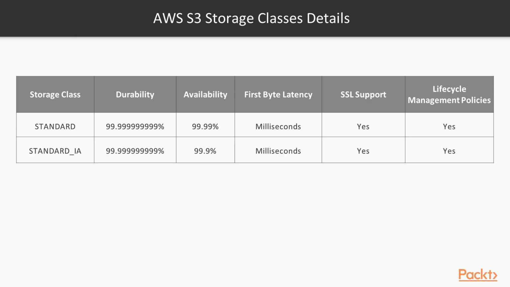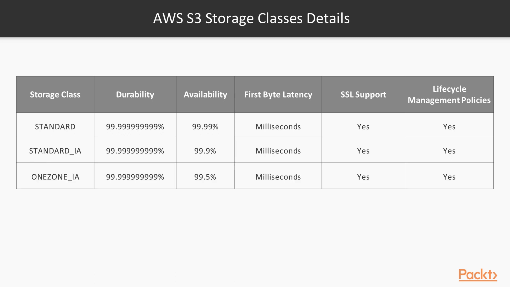Standard infrequent access class is almost identical to the standard model. It has the same durability. In terms of availability, the standard infrequent access model provides 99.9% availability. So it's less available compared to the standard model, but it's still highly available. And the first byte latency is also in milliseconds. SSL support is available, and you can manage the lifecycle of your object with lifecycle policies.